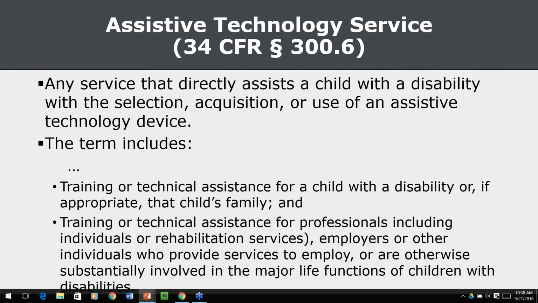This is the definition, just continuing on. Any service that assists, and these things at the bottom here are two more bullet points from that list that was on the prior slide. It includes training or technical assistance for the teachers and staff that are working with the student. It includes employees, it includes the employer, so that training piece is a major part of what would be considered an assistive technology service.